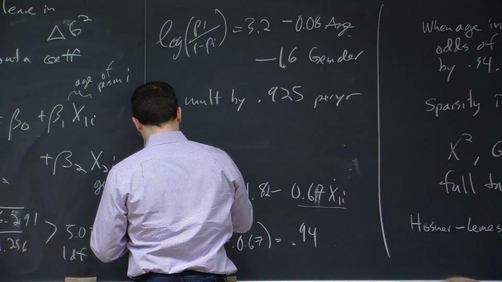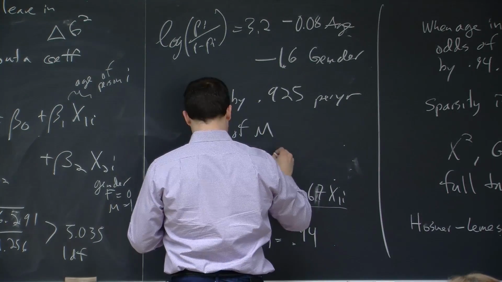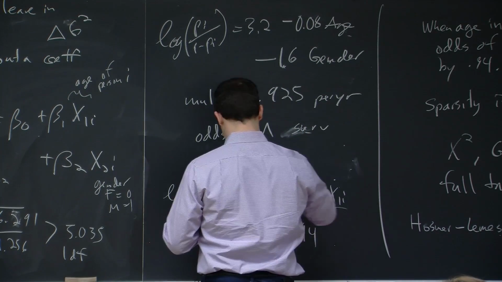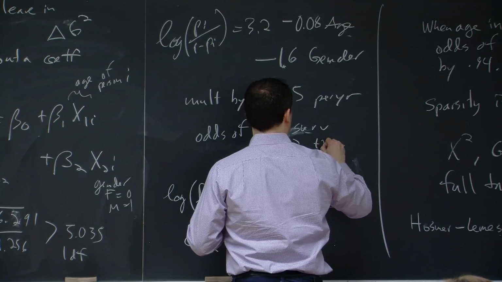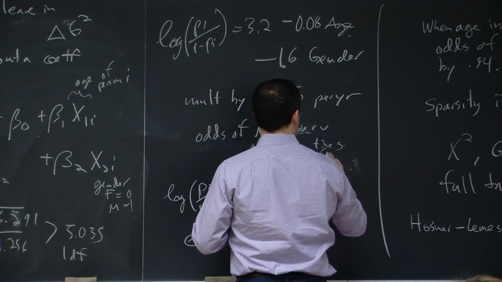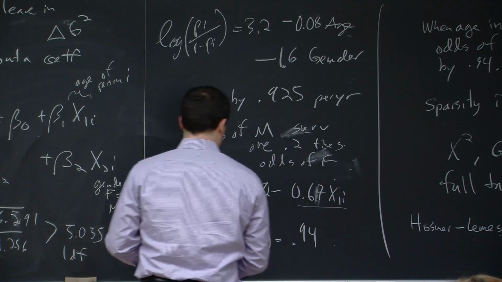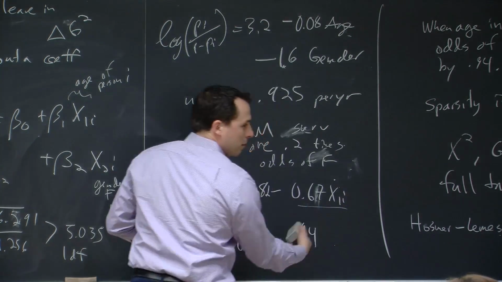And we get that the odds of a male surviving are 0.2 times the odds of F. Okay, so the 0.94 became 0.925, and then there was some change for gender.